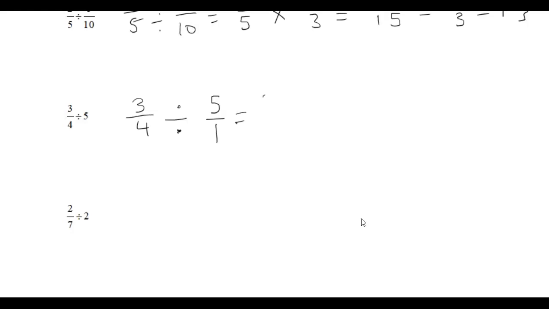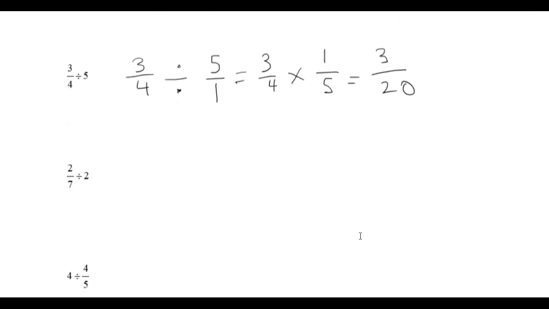So when we do our keep, change, and flip, your 5 over 1 becomes 1 over 5. Okay, so that just reminds us how to flip that fraction. Okay, now it's a multiplication. So 3 times 1 is 3, and 4 times 5 is 20. And I can't simplify that any further, so it just stays as 3 on 20.